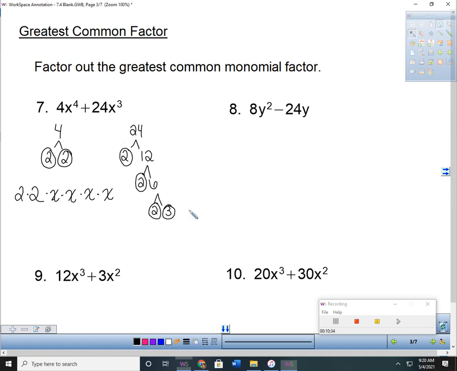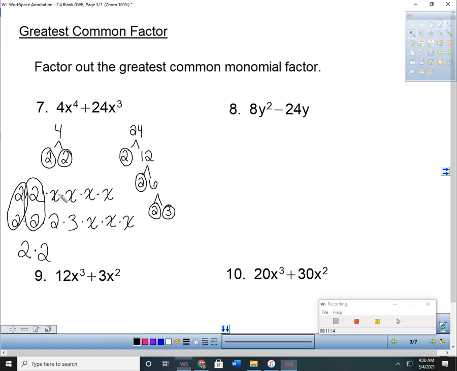Then you do the same thing with 24. So you have 2 times 2 times 2 times 3. So all of my prime numbers. And then I have 3 x's. X times x times x. Now you compare. We have a 2 in common. So I'm going to write that 2 down here. And then we have another 2. So I'm going to multiply that down here. But now I don't have any other prime factors in common, right? So I'm done with the numbers.